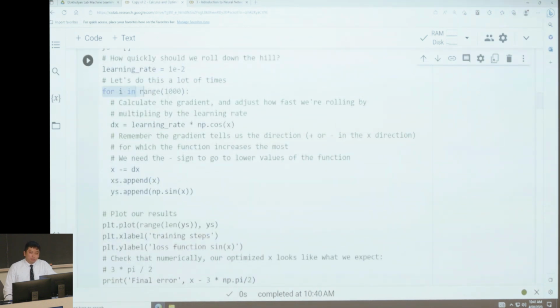In this loop, for 1,000 times, I'm computing the derivative, which is, again, just the cosine of the current value of x. I'm scaling it by the learning rate, and that gives us the direction of maximal increase. Instead, we want to go in the direction of maximal decrease, which is the opposite direction. So we're changing our value of x at each step by minus dx.